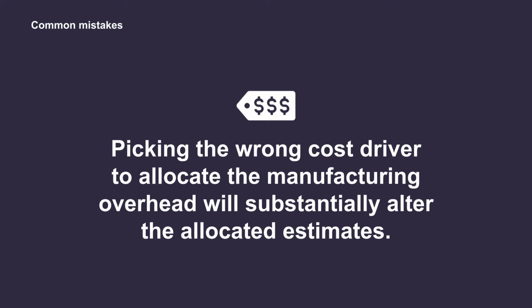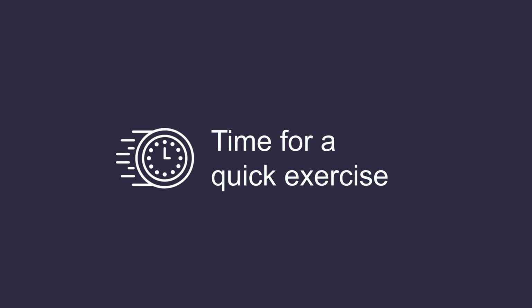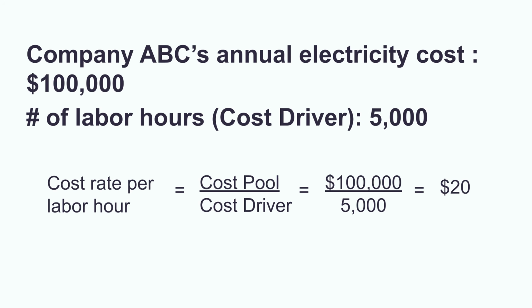Activity-based costing is too data-driven and too expensive to implement. Let me explain it with an example. Let's take another example. Let's say company ABC's yearly electricity cost is $100,000. The number of labor hours worked for the year is 5,000. The labor hours have a direct impact on the electricity bill because without the labor hours, there would not be any electric consumption. The labor hours of 5,000 is the cost driver.